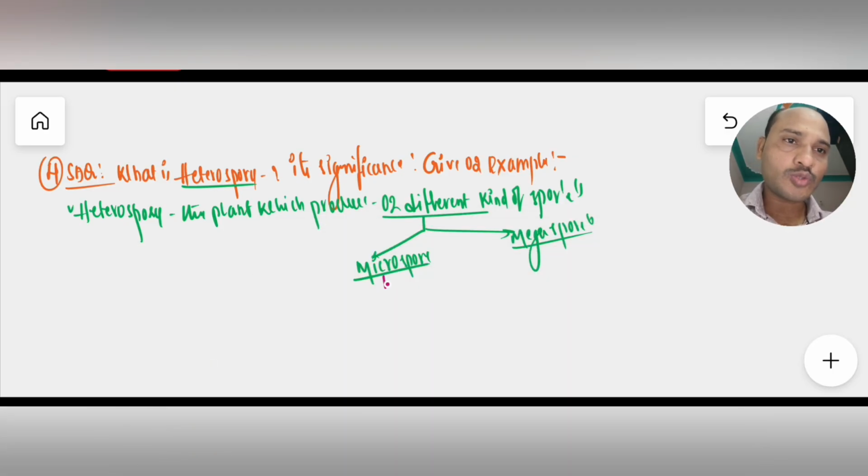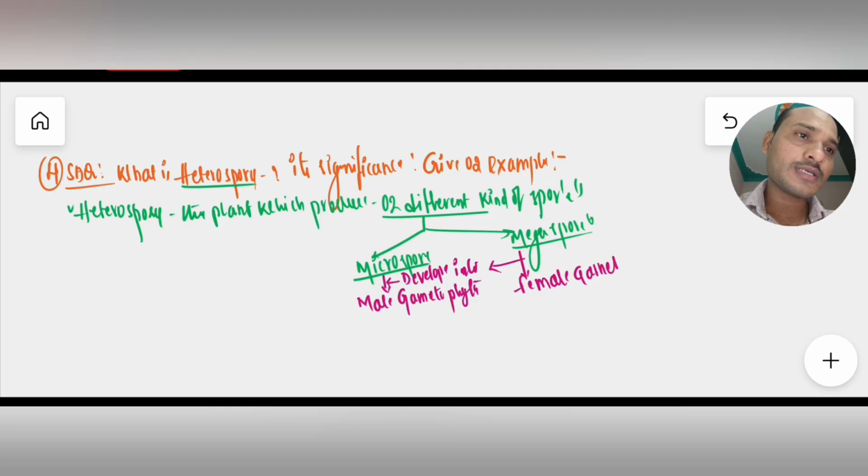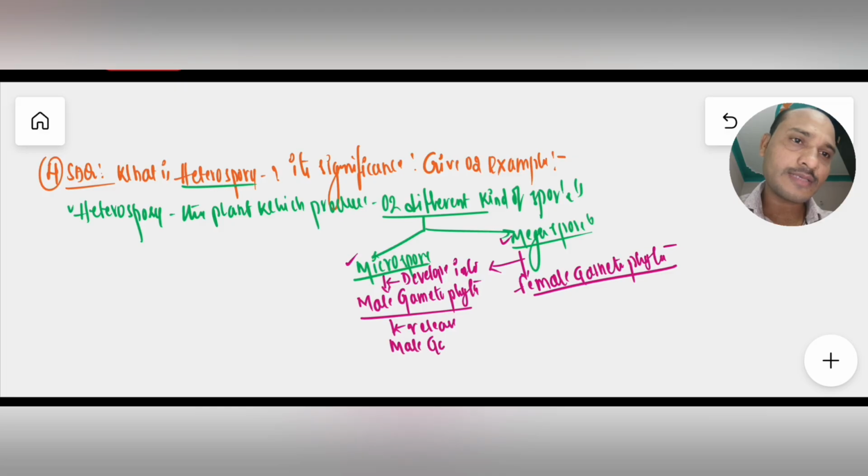The microspore develops into the male gametophyte, very important. This microspore later develops into the male gametophyte, and the megaspore develops into the female gametophyte. The male gametophyte releases its male gametes, and we know that the female gametophyte contains female gametes within it. Female gametes are nothing but the egg.